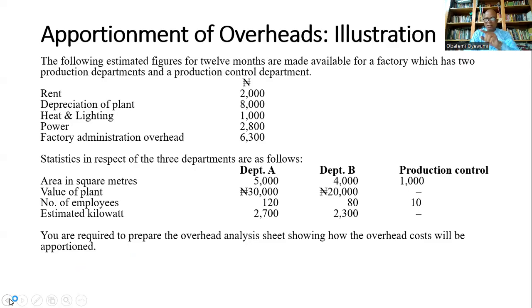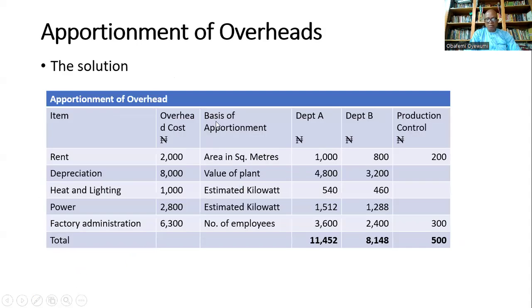Look at the initial question given to us. Now let's see the base of apportionment. We have area in square meters, value of plant, because now we talk about depreciation. So depreciation will always be shared based on the value of the plant being depreciated. Again, if it was insurance, the value of the plant will also be used to share the insurance cost. Then for heat and lighting, we talk about estimated kilowatts. For power, estimated kilowatts. So it's possible for you to have the same basis for different items. Factory administration, because we have number of employees.